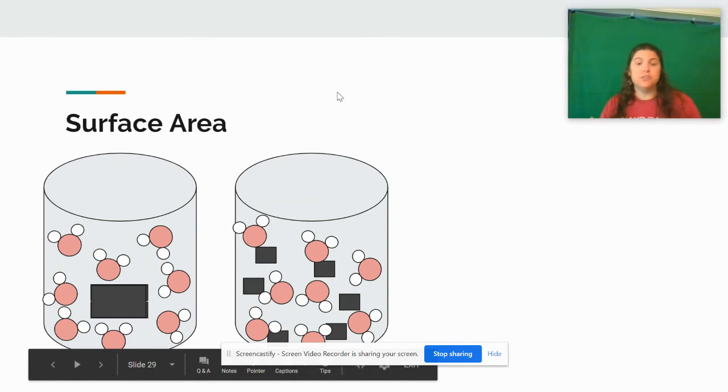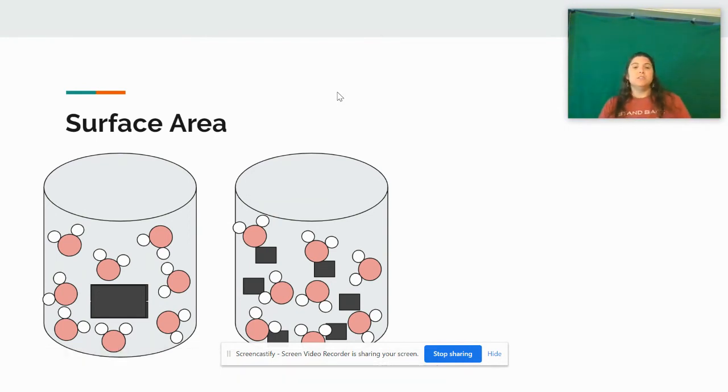Okay, so collision theory, because that's the whole point here. Collision theory with surface area relates to just how many pieces can hit each other at the same time. If you have a big block of material and you have water molecules coming at it from all around, you end up with only the outside edges can interact with the water. So that slows down the reaction rate.